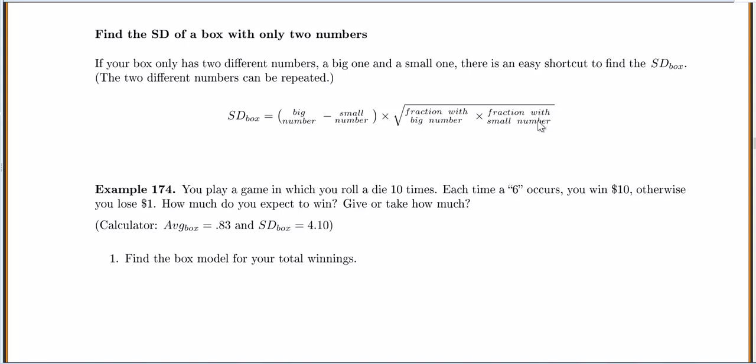So for example, you play a game in which you roll a die 10 times. Each time a 6 occurs, you win $10. Otherwise, you lose $1. How much do you expect to win, and give or take how much?